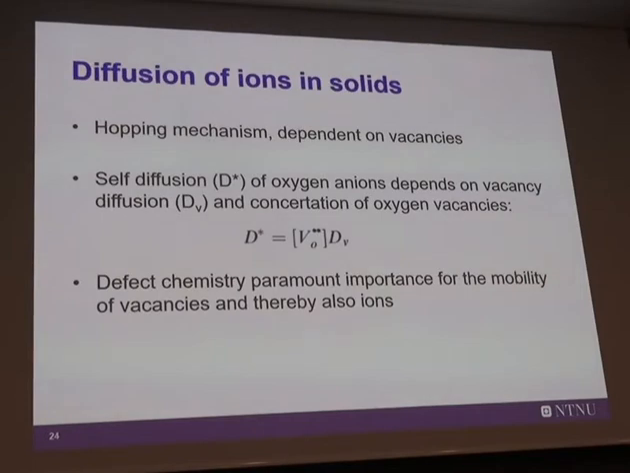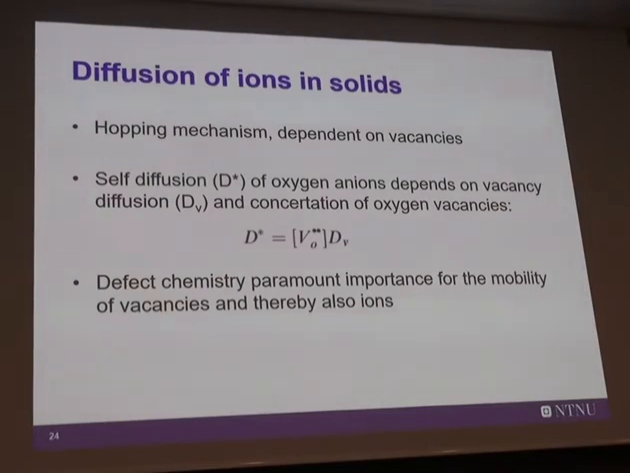Okay, so now we have been going on quite a long time on point defects and point defect chemistry. If you now look at diffusion of the ions, and if you have oxygen ions here, you have a hopping mechanism, which is dependent on the vacancies. The self-diffusion of oxygen ions depends on the vacancy diffusion coefficient and the concentration of the oxygen vacancy. So the tracer diffusion is actually dependent on the vacancy concentration and the diffusion of the vacancy itself. Often we think it is the ion which is moving. So defect chemistry is paramount for the mobility of vacancies.